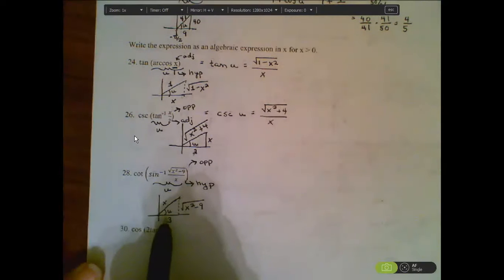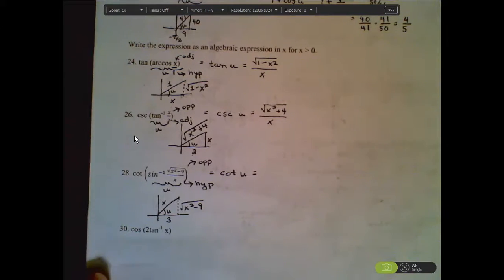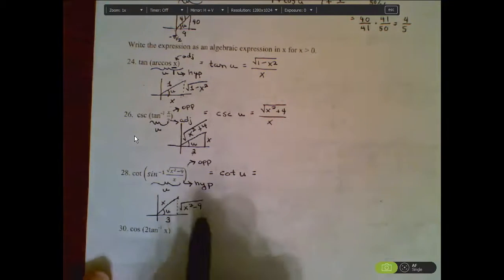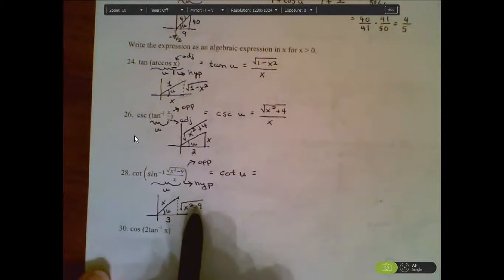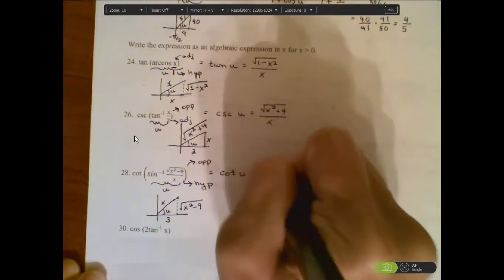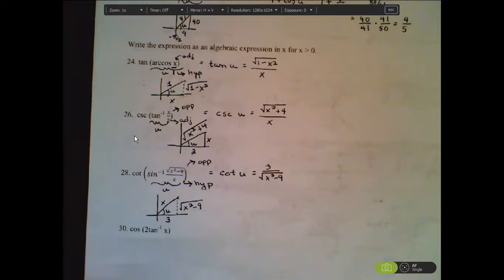So here's our angle u. And now we just want to find cotangent of u. Tangent would be opposite over hypotenuse. So, no, it wouldn't. Goodness. Tangent would be opposite over adjacent. So cotangent is adjacent over opposite. And you don't have to rationalize that. They probably haven't in the back of the book. They've probably left it 3 over square root of x squared minus 9.